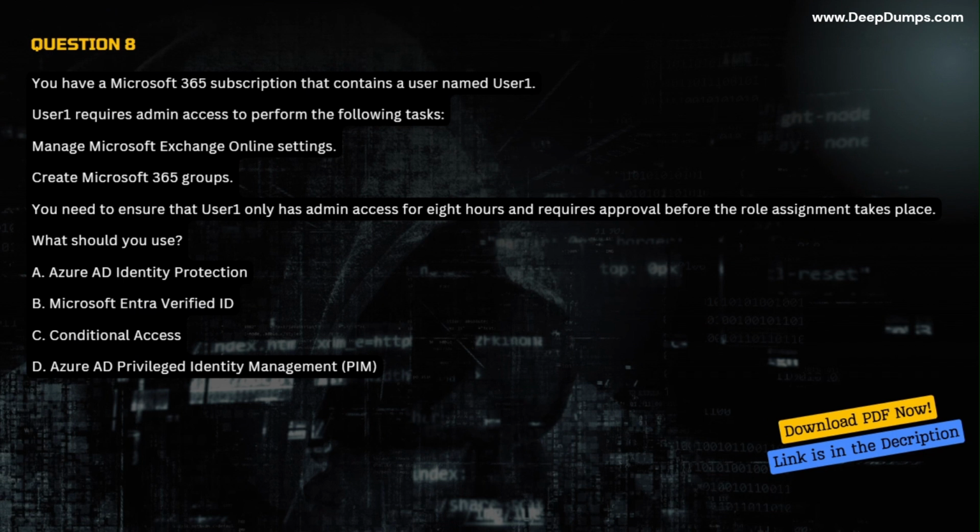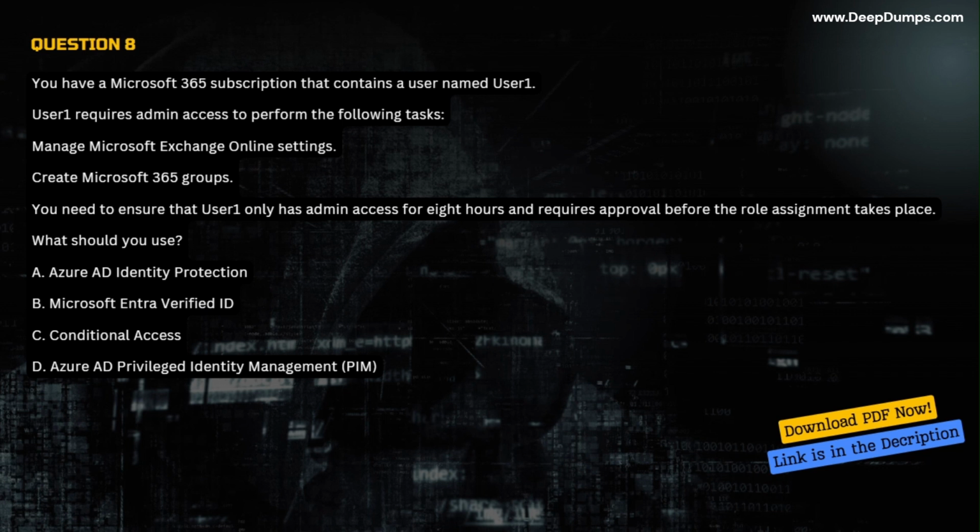You have a Microsoft 365 subscription that contains a user named User1. User1 requires admin access to perform the following tasks. Manage Microsoft Exchange Online settings. Create Microsoft 365 groups. You need to ensure that User1 only has admin access for 8 hours and requires approval before the role assignment takes place.